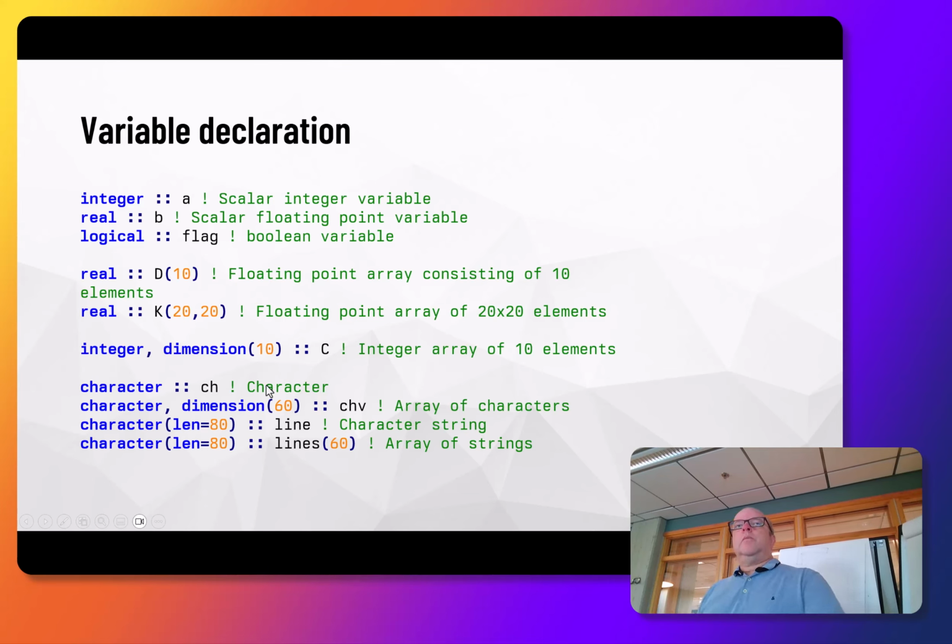Character, a single character variable. You can have an array of characters, which is not the same thing as a string. So if you define a string, you define it character, and then you give a special declaration syntax here, len 80. That will be an 80 character string, not an array. And you can have an array of strings here of the length of 80. So you can see this will be the kind of the string type that is a string of length 80, and then you have the variable or arrays of that.